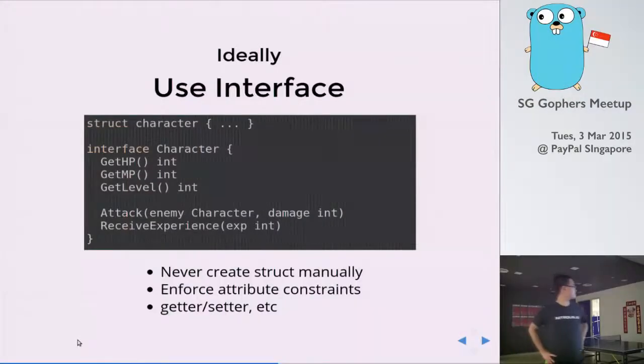By the way, I point out the getter and setter method things. By convention, there should not be a "get" something. Like for the HP and whatever, it should just be HP. And if you want to set something, then you do a set. Okay, HP. Yeah, that's good.